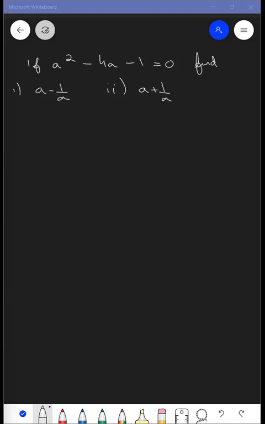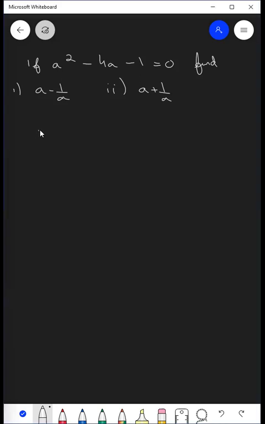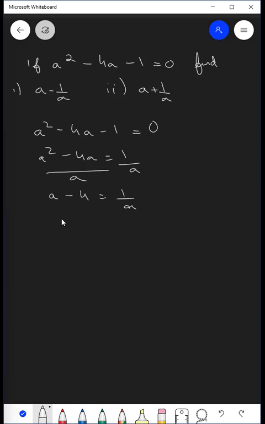Rajvi, Samita, Suramya, what happened? Oh, Suramya is not there. Samita, let's solve this. So a square minus 4a is equal to 1. Then we'll divide on both sides by a, so a minus 4 is equal to 1 upon a. So a minus 1 upon a is equal to 4. That's the first part of the answer. Why was it taking so much time?